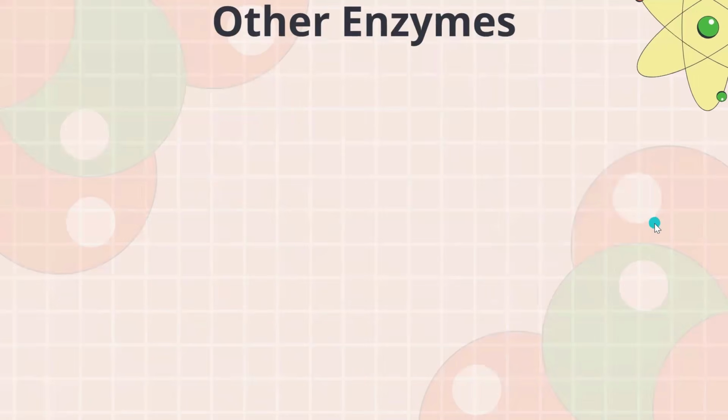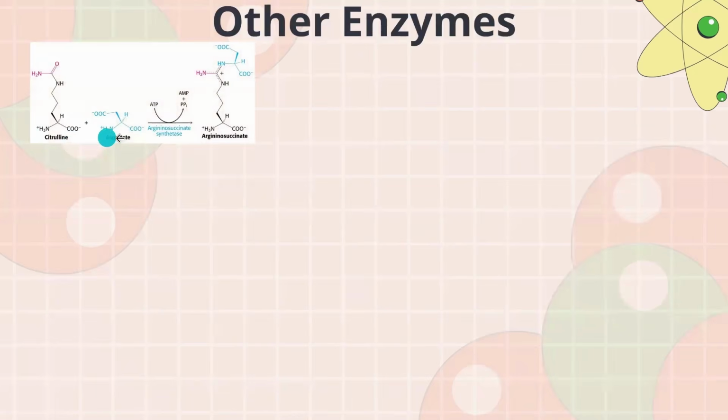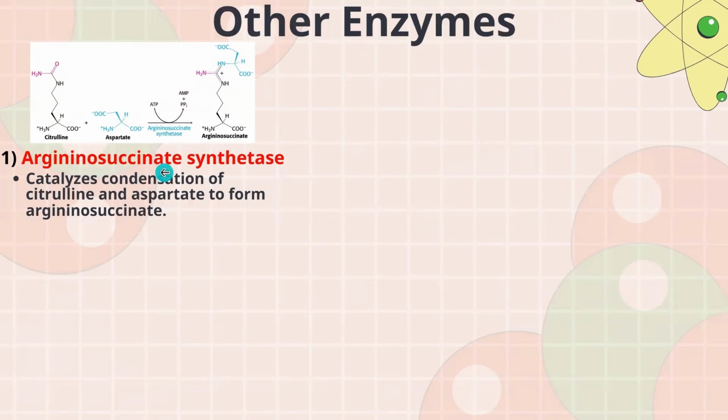Let's talk about the other enzymes responsible for the steps after. If you recognize, after that we have citrulline, right? Citrulline is going to combine with our aspartate, and it's going to use the enzyme argininosuccinate synthetase to make argininosuccinate. Basically, this is as simple as it is. It catalyzes condensation of citrulline with aspartate to form argininosuccinate.